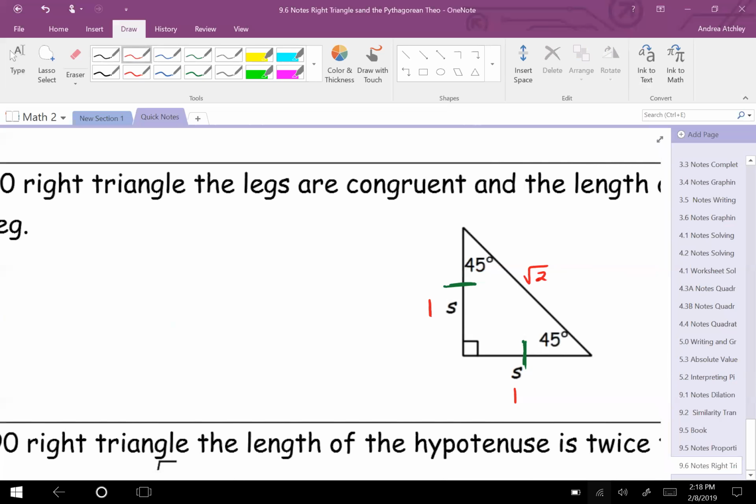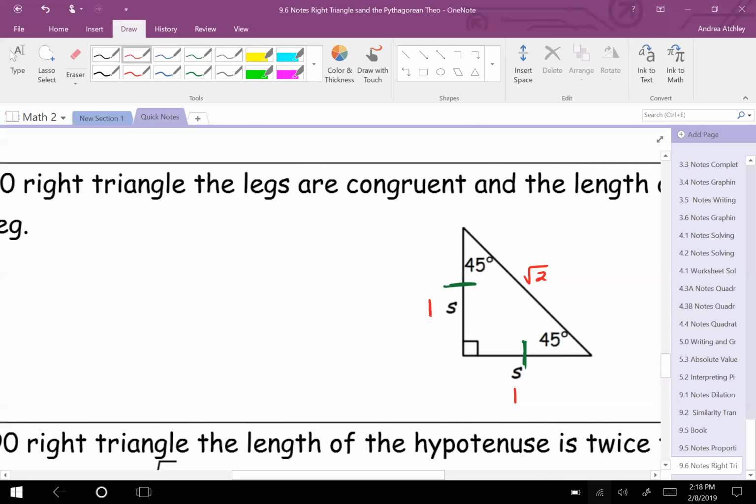Okay, now let's go in reverse. What if I gave you the hypotenuse was 10? What would the length of the side be? What did I do to get from the side to the hypotenuse? Very good, I should divide. When I was giving you the side, I multiplied by the square root of 2. So if I'm going to go backwards, what am I going to do? Divide by the square root of 2.